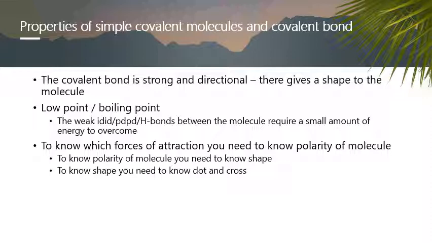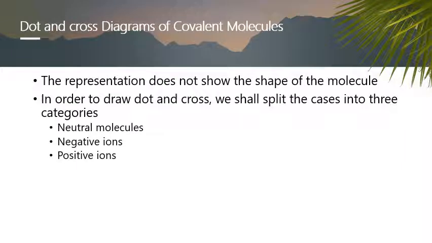But to understand which of these interactions or bonds are present, you will need to first know the polarity of the molecule. But to know the polarity of the molecule, you need to know the shape. And to know the shape, you need to know the dot and cross. So let's start with the dot and cross. Now I'm going to teach you an easy way to draw a dot and cross.